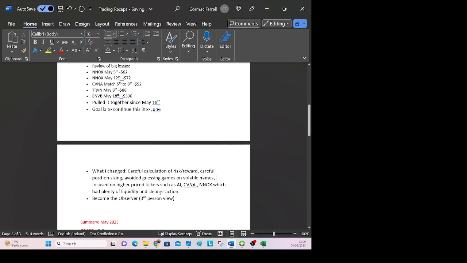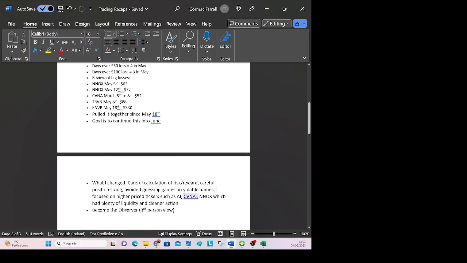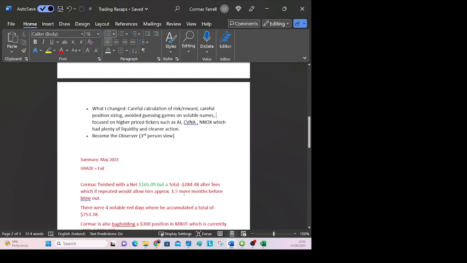Yeah, I got burnt on a couple of trades, but it was really my own doing. ENVB and MBOT, which I'm actually bag holding a $300 position on, and it's down about 40% now. So I'm just going to end up bag holding that until it hopefully comes back. But nobody should ever be a bag holder. Don't bag hold. I'm just relieved that it was a small position, that $300.